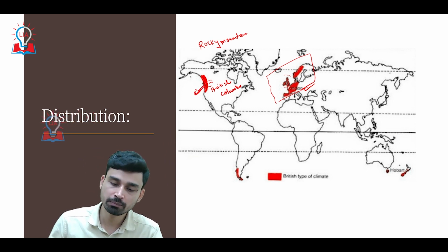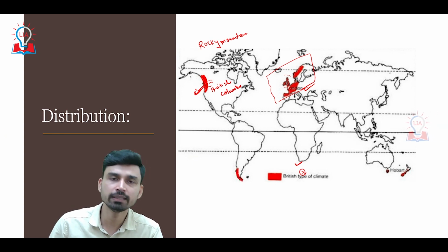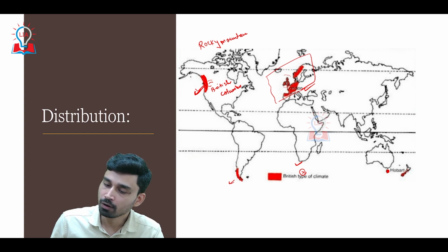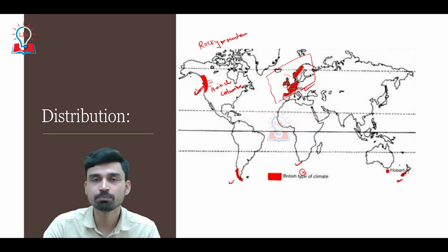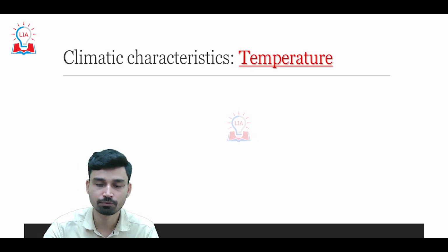If we talk about the southern hemisphere, in Africa we do not have such a climate because Africa does not extend to such a high latitude in the southern hemisphere. But in South America, in a narrow strip of land in Chile, we have development of this climate. Similarly, if you look at Australia and New Zealand, in the lowermost part of Australia we have a small island called Tasmania, and almost the entire southern part of New Zealand actually experiences this particular climate. So overall, this is the geographical distribution of the British type of climate.